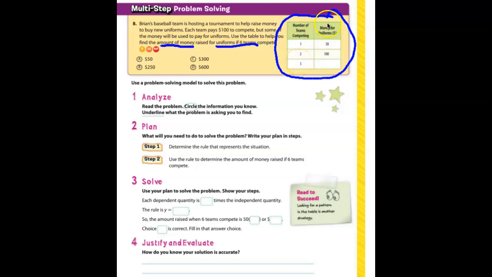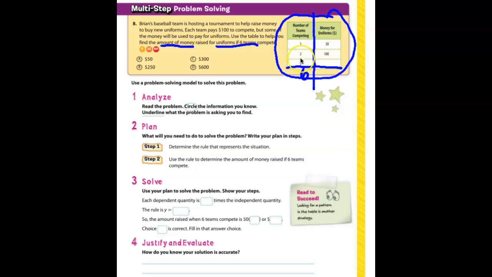So we're going to determine the rule of the table first, and then we can extend this table since the number of teams is the independent value. I can choose to extend the table and put whatever number that I want here. So ultimately, I'm going to put 6 here because that's what I want to figure out for my answer, 6 teams. So what do I do to the number 1 to make it the number 50? One thing I can do is add 49.